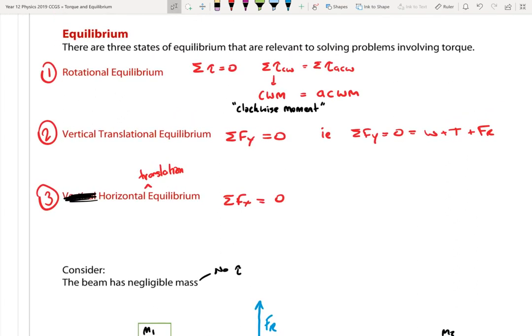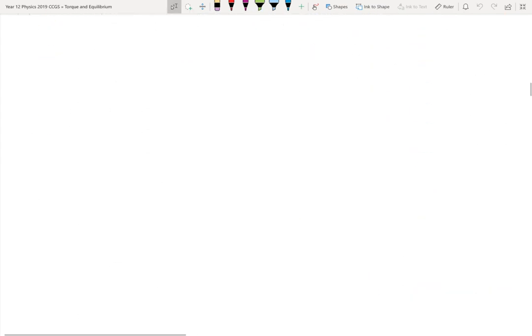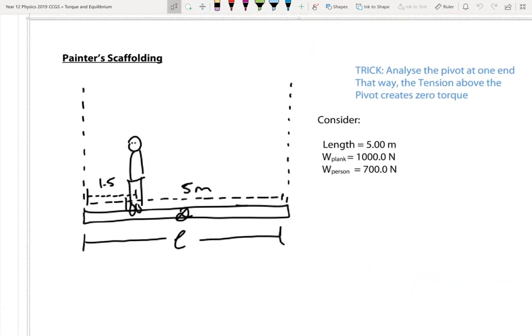If an object is not moving, it is in 3 states of equilibrium. The first is rotational. Many scenarios will be such that you cannot solve part 2 before doing part 1. So, as I said yesterday, we're going to do these questions in that order. Step 1, solve through rotational. Then remember, the trick, if we turn over the page to the painter's scaffold, is that if we analyse the pivot at one of the unknown forces, it generates 0 torque because it's acting with 0 perpendicular distance. That then leaves one last force that we can solve for.